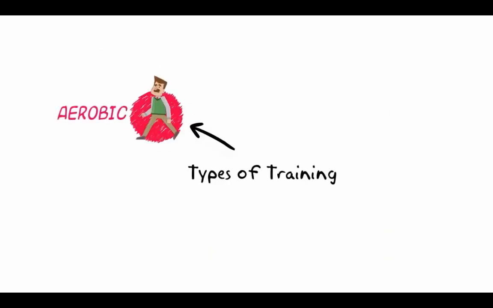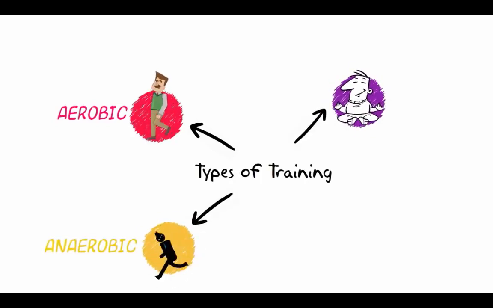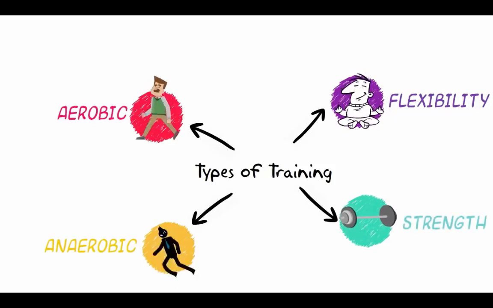For factors affecting performance, there are 4 different types of training that you need to learn. There's aerobic training, there's anaerobic training, there's flexibility training, and then there's strength training. Each training type has its own training method.